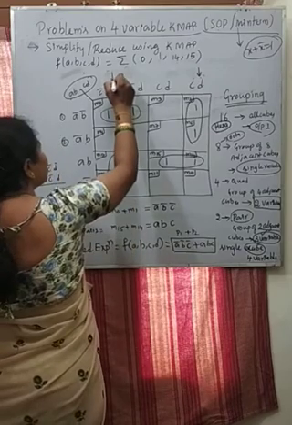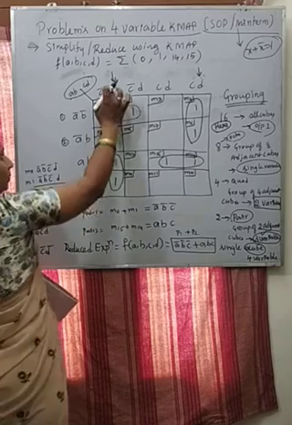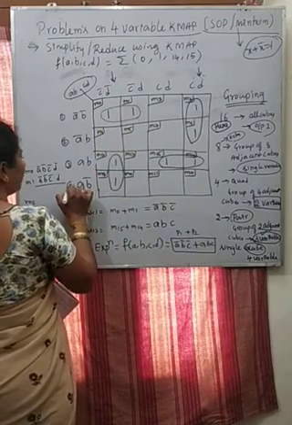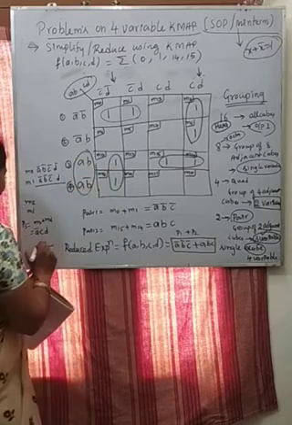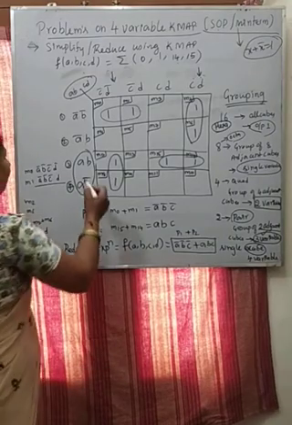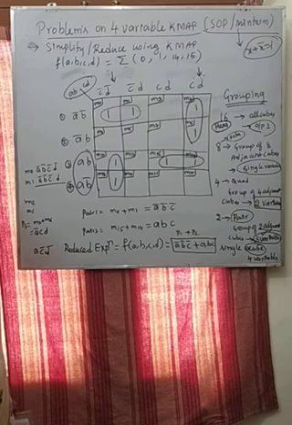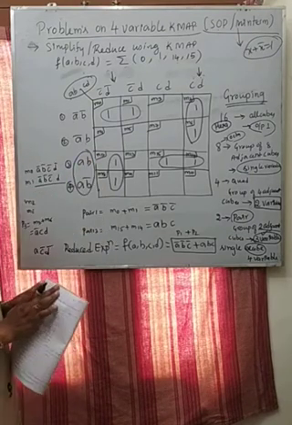These two are present in one column. What is common? C complement, D complement is common. And these are present in the third row and fourth column. Among these two, what is common? A is common. B complement gets cancelled. Did you get it? Understood? So this is one way of grouping.